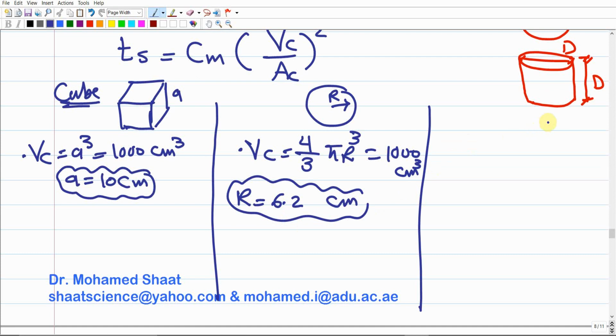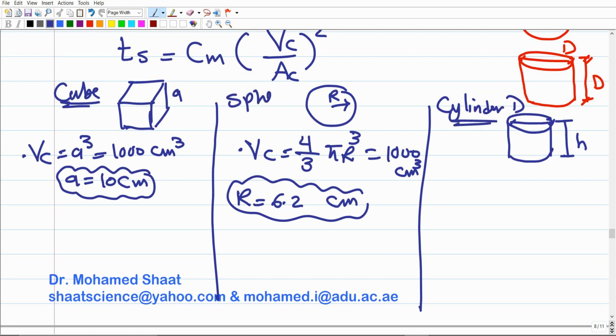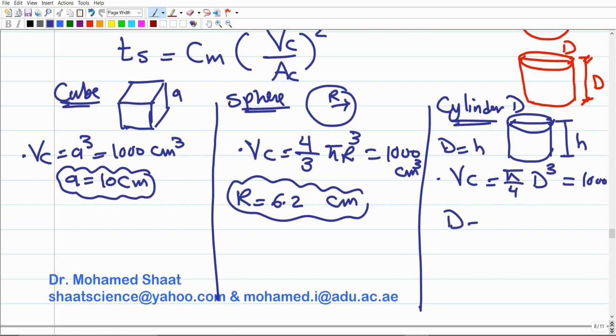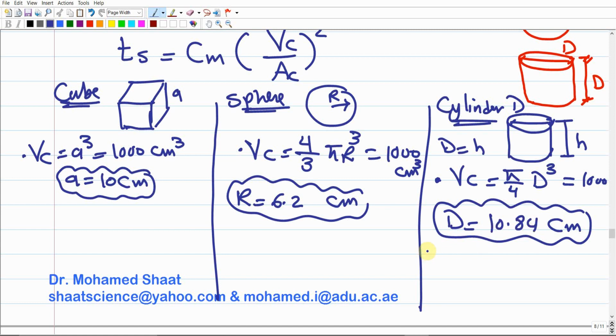centimeter. This is R. For the cylindrical shape, with the diameter equal to the height, this is the cylinder, which is the third casting, and this is the second casting, which is the sphere. D equals H, as mentioned. The volume of the casting should be pi/4 D squared times H, which is pi/4 D cubed. It should equal 1000. If we did the calculation, we end up with the diameter of 10.84 centimeter. So the first thing is just to find the dimensions of each casting. Very simple.